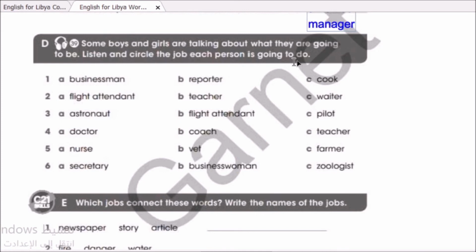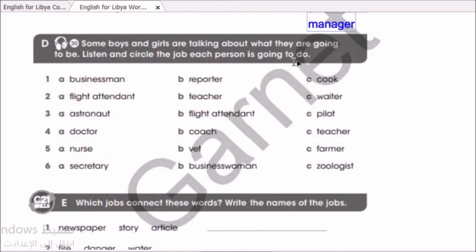Listen and circle the job. Number 1. When I finish school, I'm going to work in my father's restaurant for a year. I really like working in the kitchen, making delicious food for people. Then I'm going to go to college to train. Perhaps one day I'll have my own restaurant. Number 2. At school, my best subjects are English and Arabic. I'm also learning French. I'm going to try to get a job working on an aeroplane. I will show people to the seats and give them food and drink.